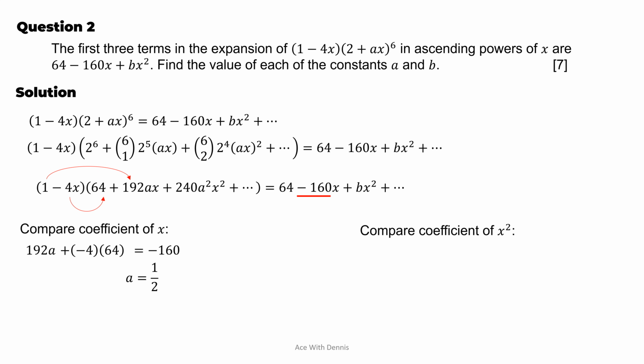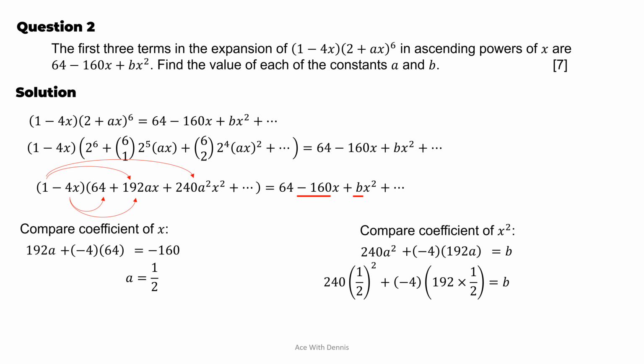Next, we compare the coefficient of x squared to find the value of b. So from here, 1 times 240a squared x squared will give us the x squared term. Therefore, the coefficient will be 240a squared. Followed by negative 4x times 192ax will give us the x squared terms as well. Therefore, it will be plus negative 4 times 192a, and equals the right hand side, b.